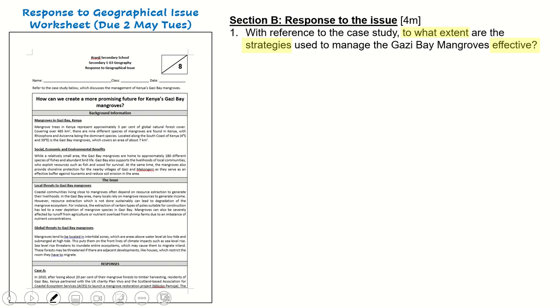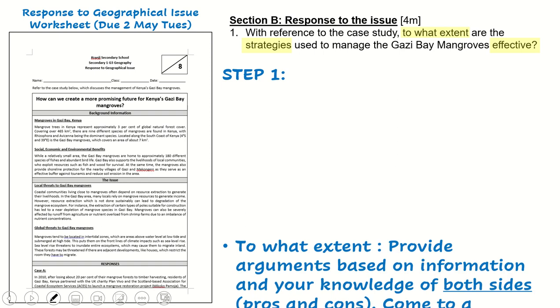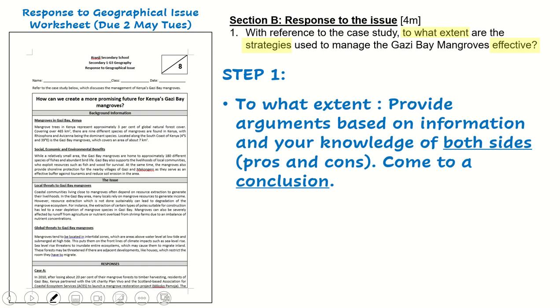What is the meaning of this to what extent? What does to what extent mean? Okay, step number 1, understand what the question is asking of you. So number 1, to what extent means what? To what extent asks you to provide an argument based on the information that's given and some of your knowledge of both sides, your pro and a con. All right, so to what extent? Provide an argument based on this information and your knowledge of both sides, pro and con.